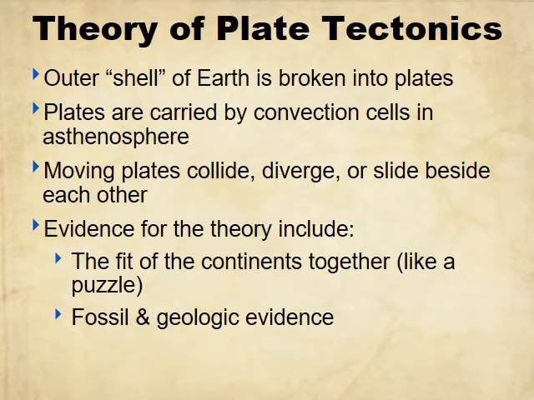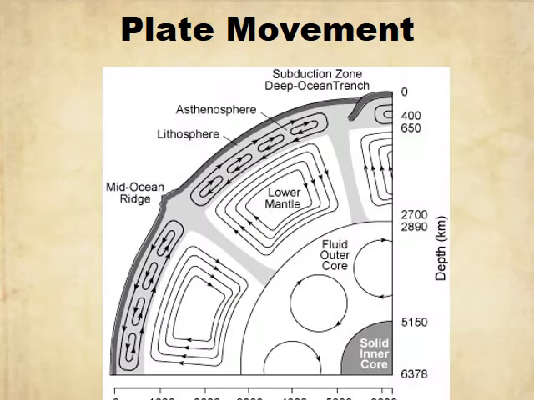So the theory of plate tectonics basically just means that you have these plates. There are 7 main ones. There are a couple smaller ones, and they float around on the asthenosphere, which is the ooey gooey layer. Okay? There's evidence for this theory, the jigsaw puzzle of all the continents, how they fit together, and then there's also fossil and geologic evidence.